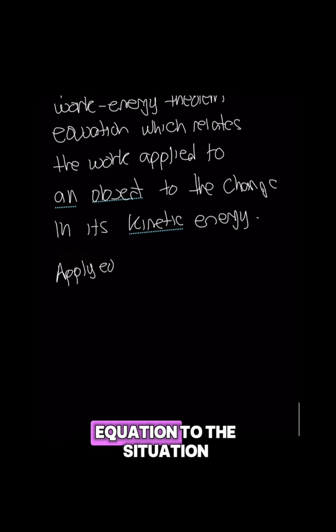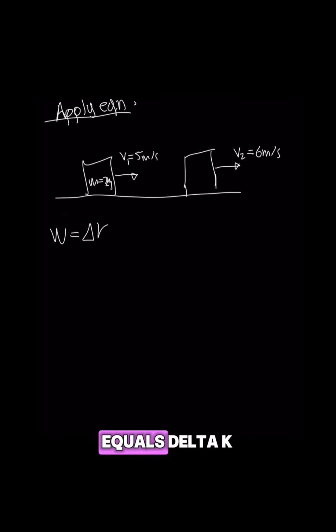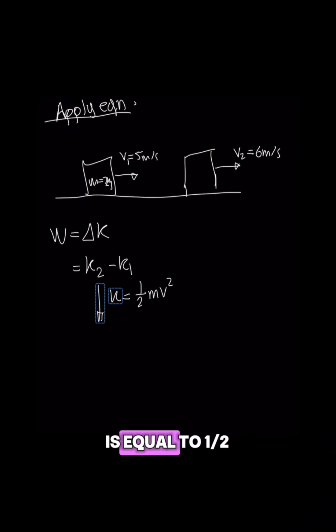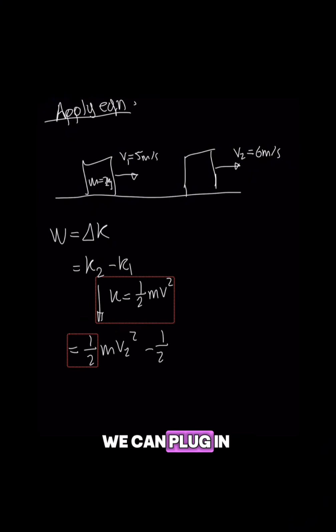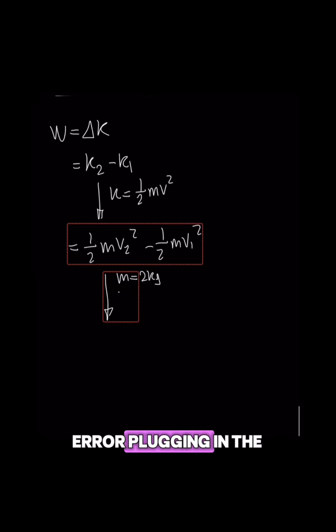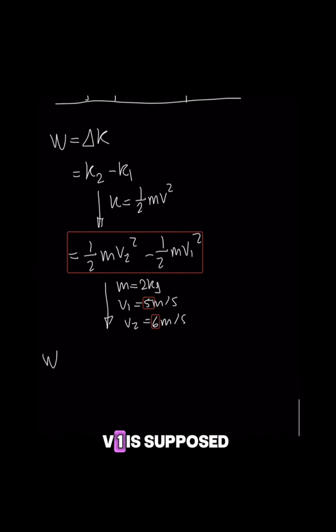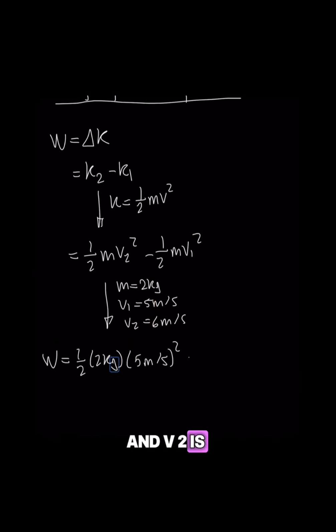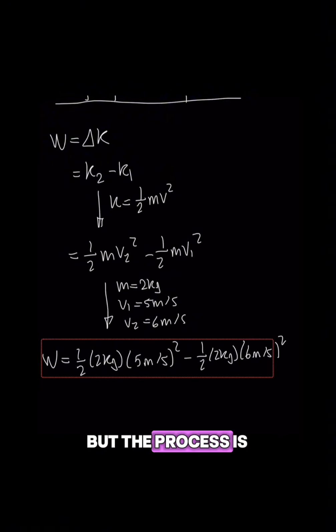We can apply this equation to the situation. Start with our work equals delta k and then write it in this form where the kinetic energy is equal to 1/2 mv squared. We can plug in our known values. We actually made an error plugging in the velocity values. v1 is supposed to be 6 meters per second and v2 is 5 meters per second. Sorry about that, guys. But the process is the same.